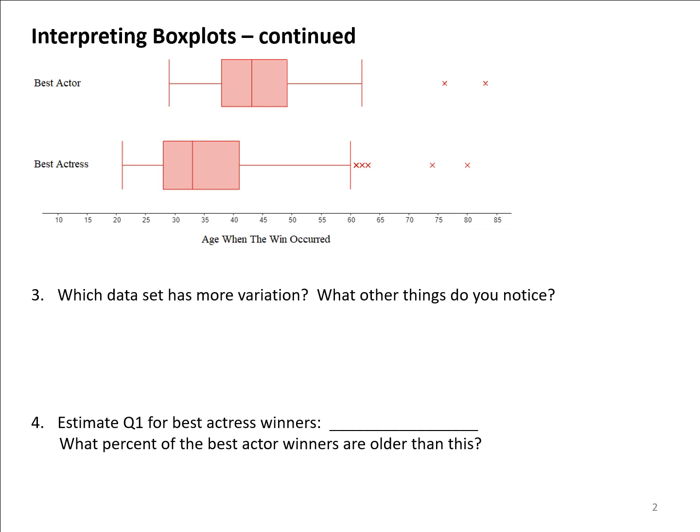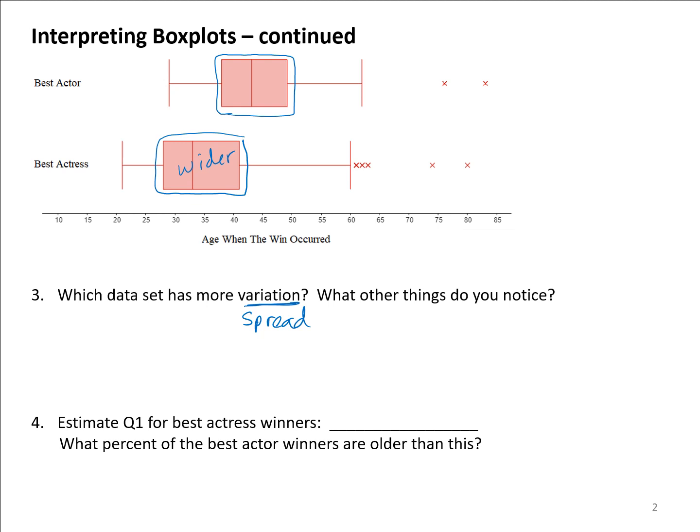A couple more questions with these same box plots to make sure we've got this down. When we look at these data sets, which data set has more variation? Because we see them in comparison, we can think about that. Remember, variation has to do with spread. When we look at the spread of these two sets, you can see that the rectangle for the actresses is wider than the rectangle for the best actors. So this seems to be wider and therefore would have more spread.